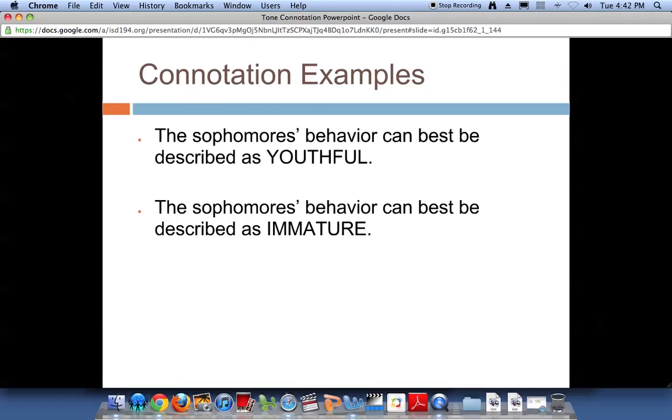Another example. The sophomore's behavior can best be described as youthful, as opposed to the sophomore's behavior can be described as immature. Again, the sentences are more or less the same with the exception of the last word. Youthful and immature carry two different connotations. Youthful is fairly positive. It gives you a sense of playfulness, of fun and lighthearted, whereas immature has a connotation of being disrespectful and behaving in a way that's well below how old you are.